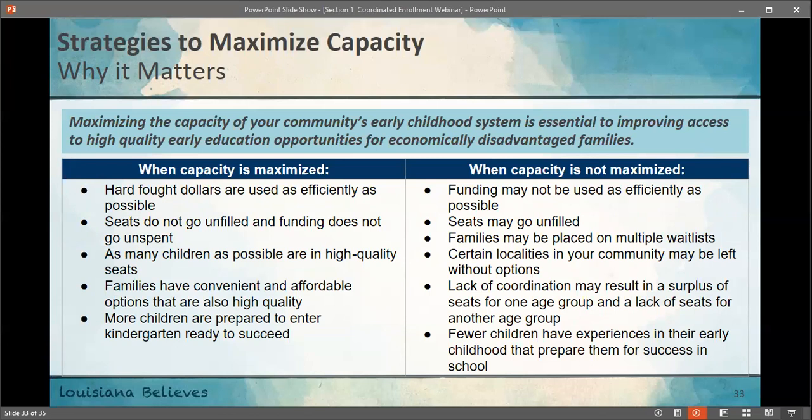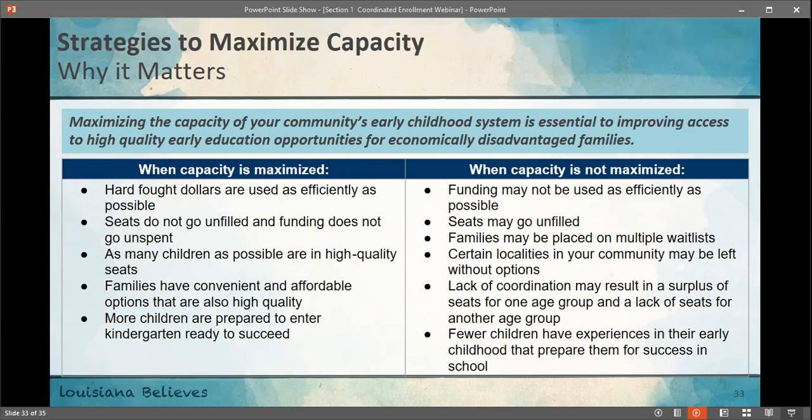And more children are prepared to enter kindergarten ready to succeed, which is ultimately our goal. When capacity is not being maximized, some things we may see include funding may not be used as efficiently as possible. Seats may go unfilled.